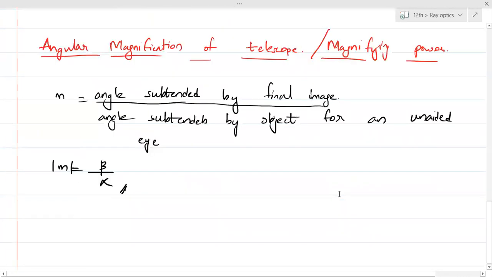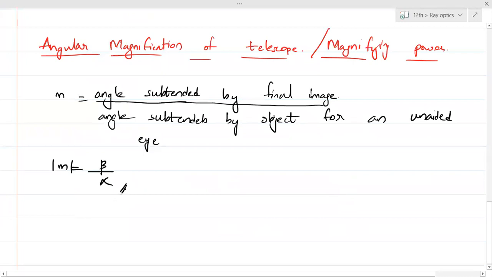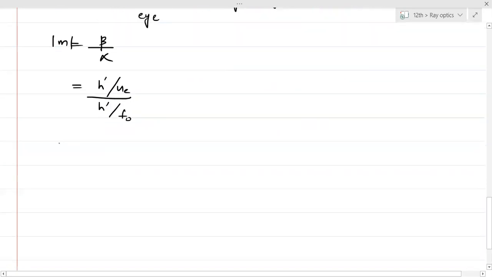Now if I make use of both of them, beta and alpha, so beta is h dash upon UE and alpha is h dash upon f naught. Now what will this be equal to? Mod of m is equal to f naught upon UE. कोई दिक्कत नहीं. ठीक है, got it?